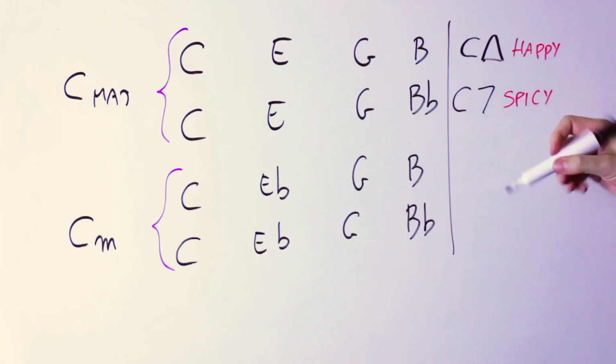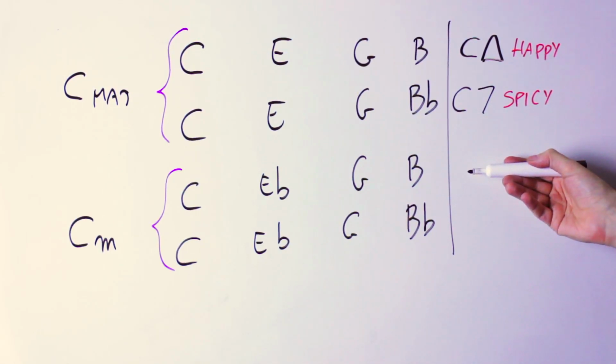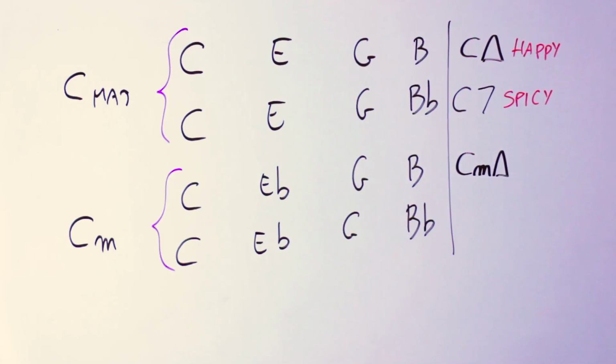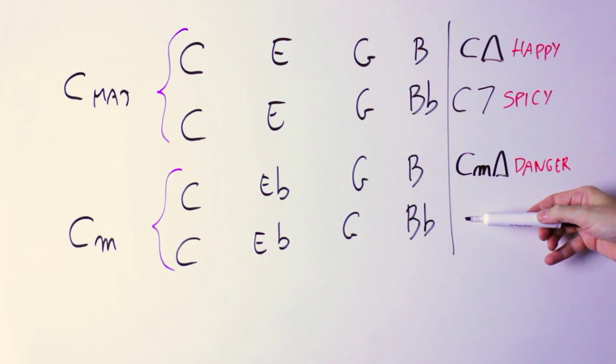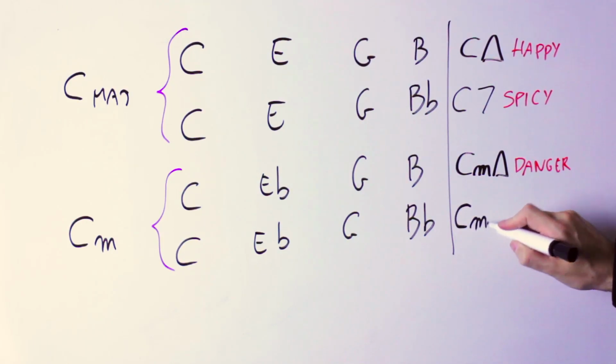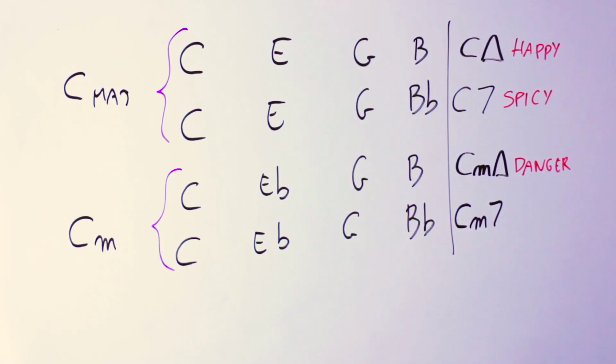The minor triad with the major 7th has the notes C, E flat, G, B. It's indicated as C, m, triangle, and you read this as C minor major 7th. The feeling given by this chord is usually a feeling of danger. Think of the last mystery movie you've seen. The minor chord with the minor 7th contains the notes C, E flat, G, B flat. It's indicated as m7, and you read this simply as C minor 7th. This chord tends to sound chill and relaxed.